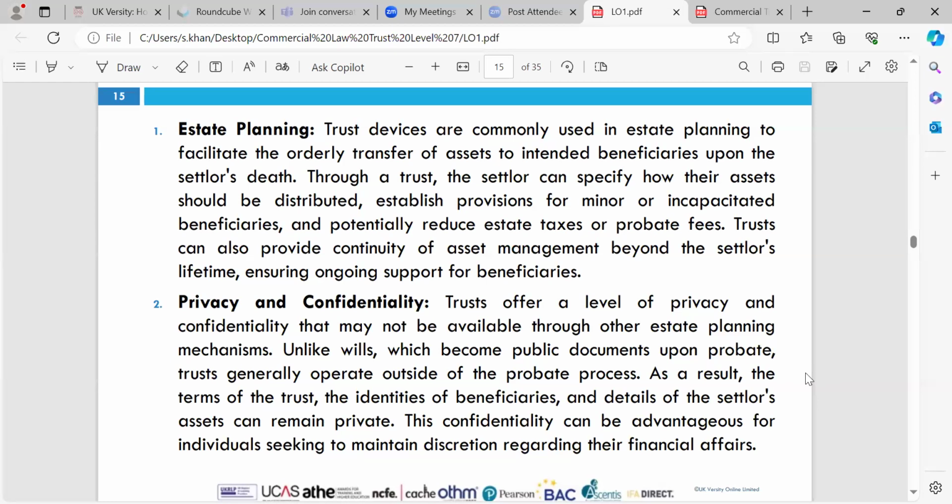Privacy and confidentiality. Trusts offer a level of privacy and confidentiality that may not be available through other estate planning mechanisms. Unlike wills, which become public documents upon probate, trusts generally operate outside of the probate process. As a result, the terms of the trust, the identities of beneficiaries, and details of the settlor's assets can remain private. This confidentiality can be advantageous for individuals seeking to maintain discretion regarding their financial affairs. So it's a very, very important part of trusts and trust devices to ensure that there's privacy and confidentiality if someone wants to keep their financial affairs a secret or doesn't want anyone to know about them. So privacy and confidentiality is important.